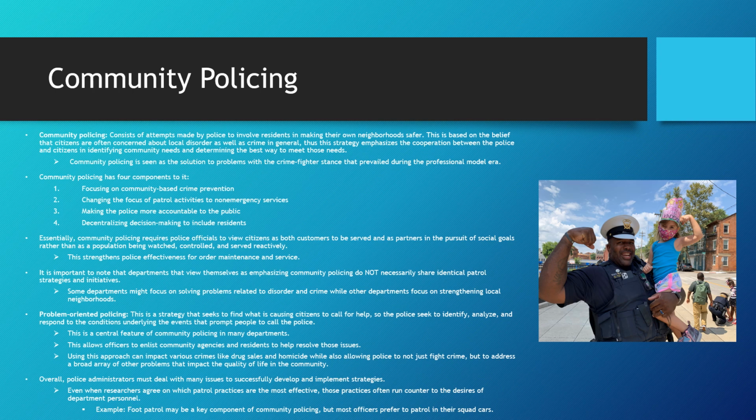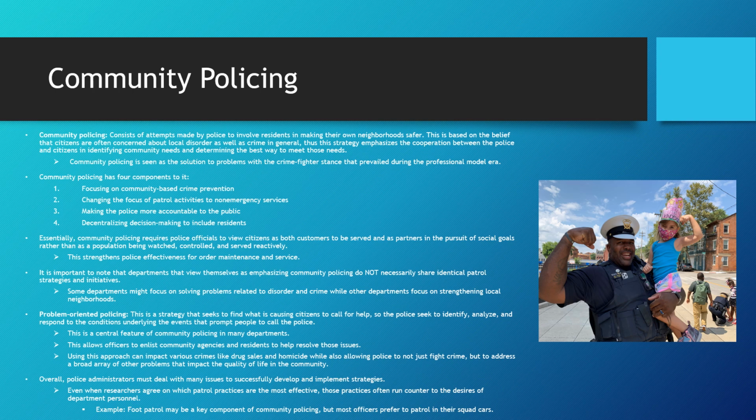Community policing consists of attempts made by police to involve residents in making their own neighborhoods safer. This is based on the belief that citizens are often concerned about local disorder as well as crime in general, and that the strategy emphasizes the cooperation between the police and citizens in identifying community needs and determining the best way to meet those needs. Community policing is seen as a solution to problems with the crime fighter stance that prevailed during the professional model era. Community policing has four components to it.